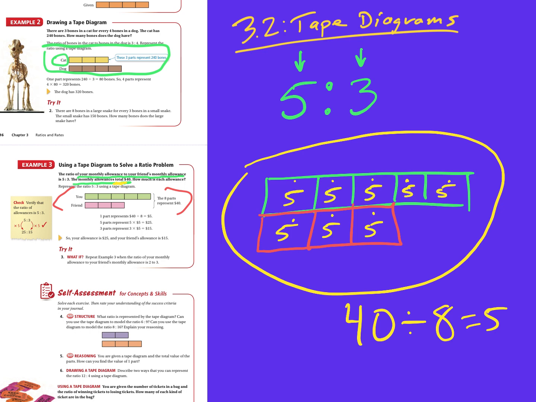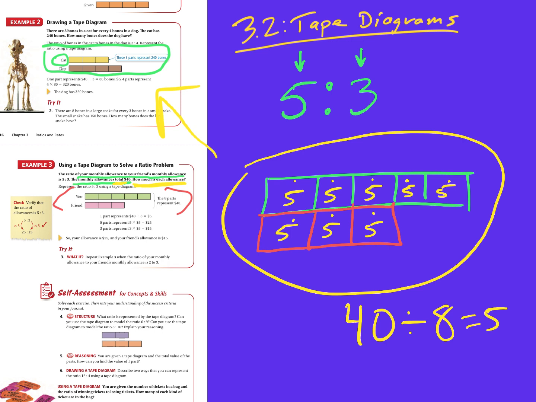And so you have to read the question carefully because not always are you going to do that. Just like in the example above, we didn't split the number of bones amongst all of the tape diagram, just the cat. So just make sure you read carefully, and then figure out what the actual question is. How much is each allowance is the question.